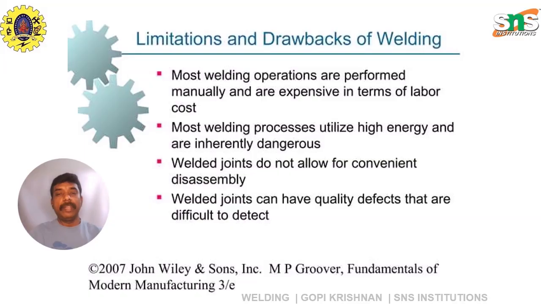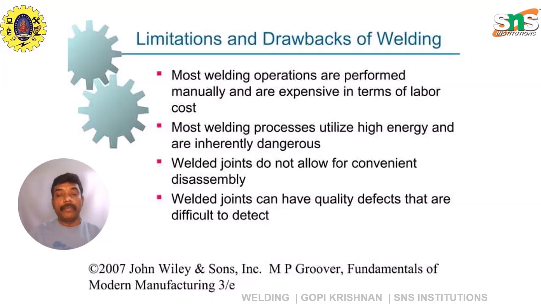Don't we have any limitations or drawbacks of the welding process? Depending upon the welding process, we have a few limitations and drawbacks, and here are four of them. Number one, most welding operations are performed manually and are expensive in terms of labor cost. Number two, most welding processes utilize high energy and are inherently dangerous. Number three, welded joints do not allow for convenient disassembly. The components are joined together and the microstructure gets mingled between the two components, so ultimately the disassembly of the two components after joining is impossible.